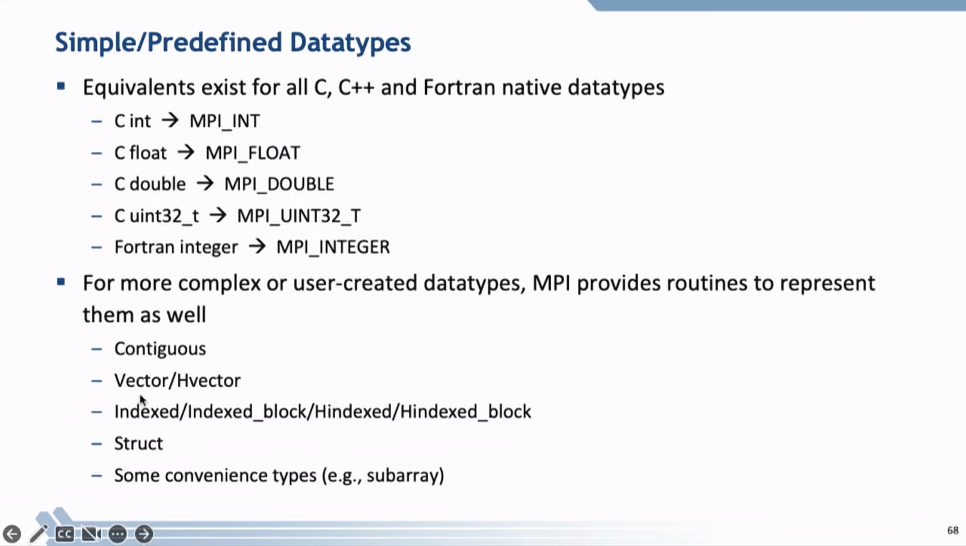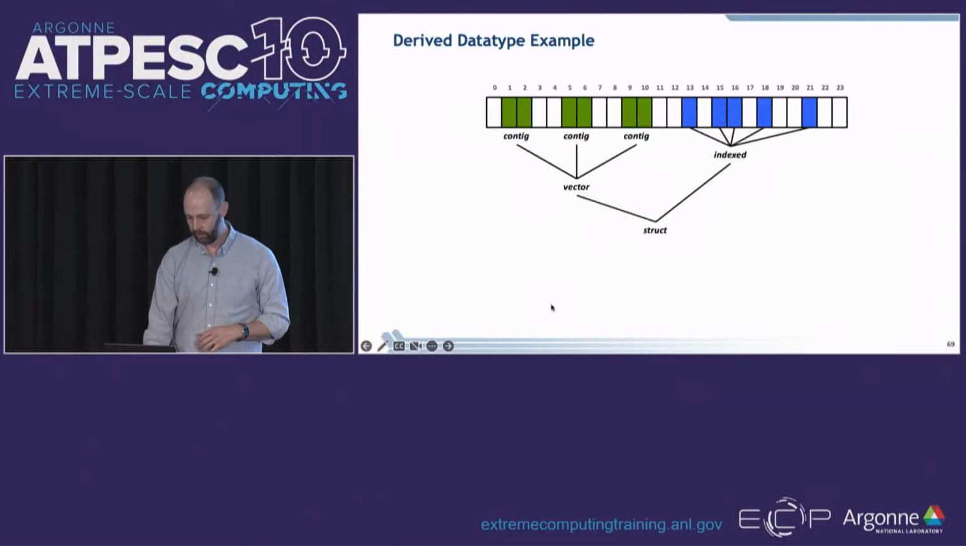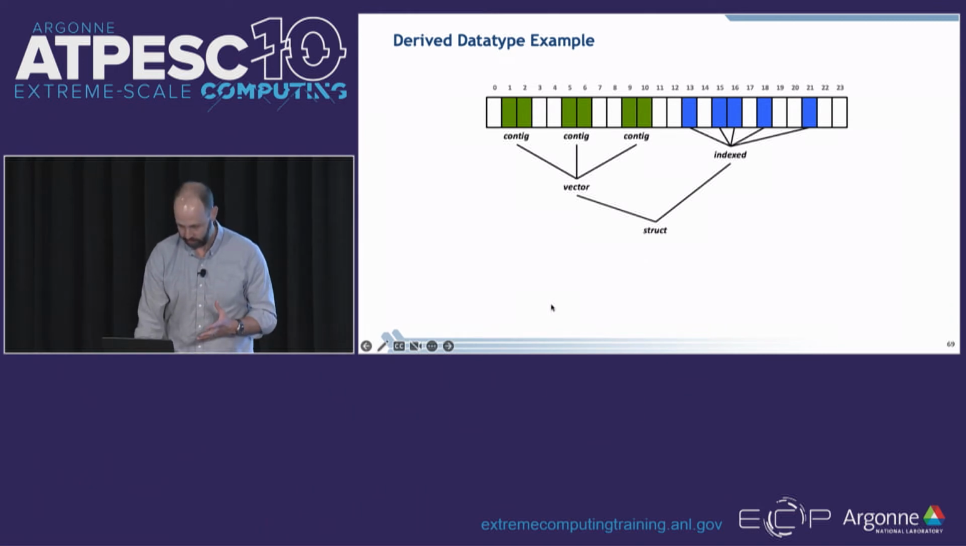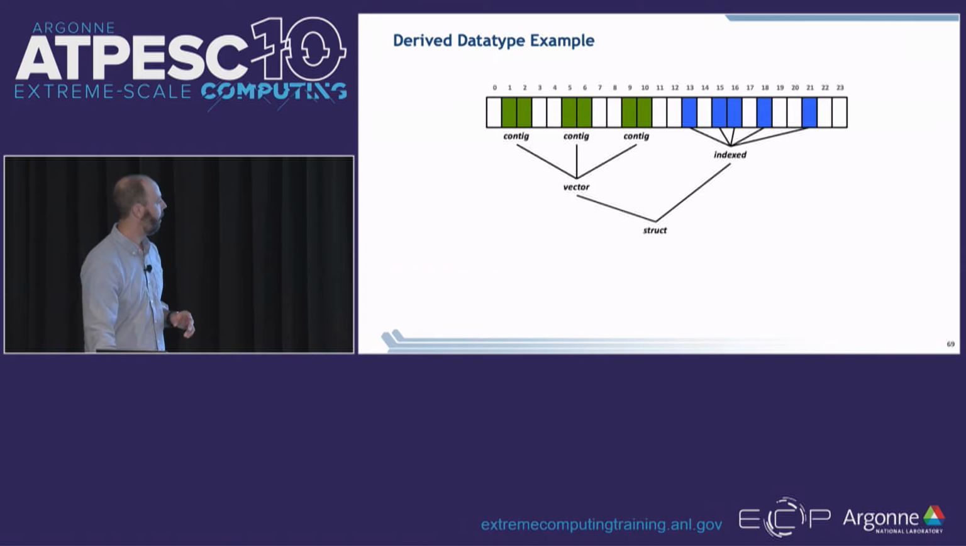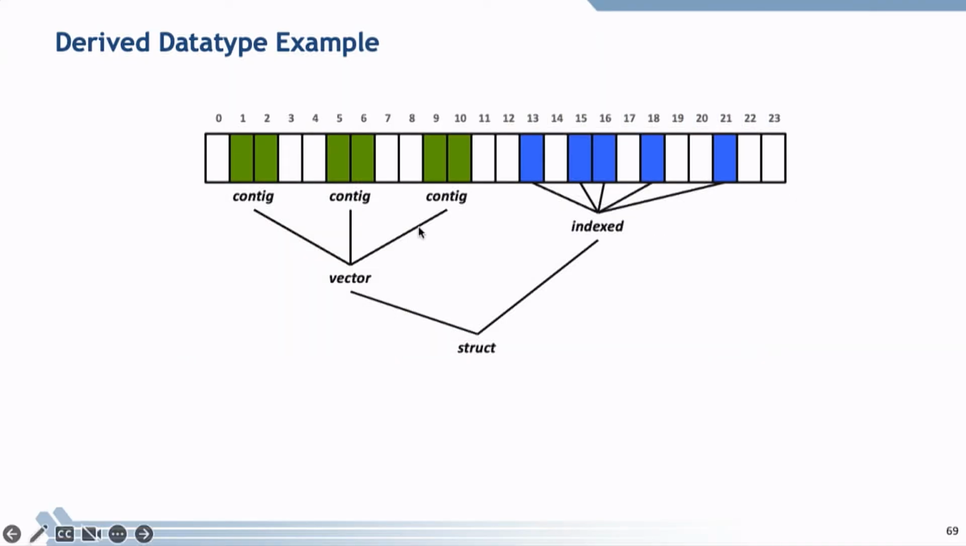We've got contiguous data types, vectors, H vectors, which specify a stride between elements, indexed, which is a little bit more complex, where you're giving offsets from the start of a buffer, struct, which can allow for multiple different data types in a single user-defined data type, and then some other convenience data types like subarray. We'll quickly go through a couple of examples so we have enough time for the hands-on part. But this is an illustration of the type of thing you can do with MPI data type constructors.